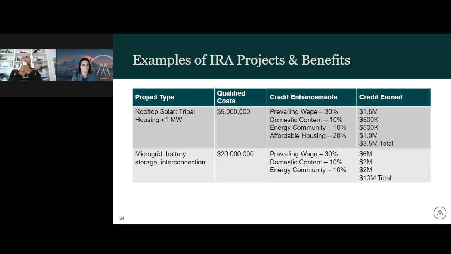And then if we talk about a large microgrid battery storage interconnection project on the next one that just meets the prevailing wage, domestic content, energy community, you qualify for that 50% bonus or $10 million credit on your $20 million of project costs.